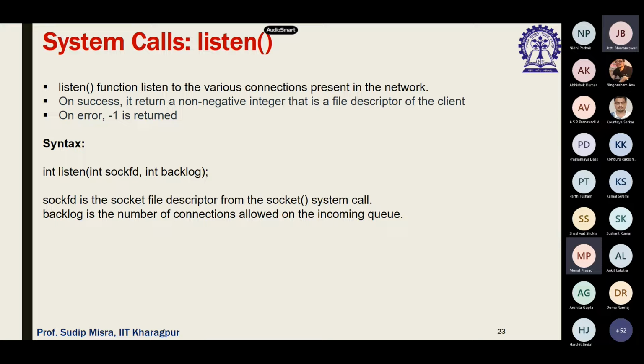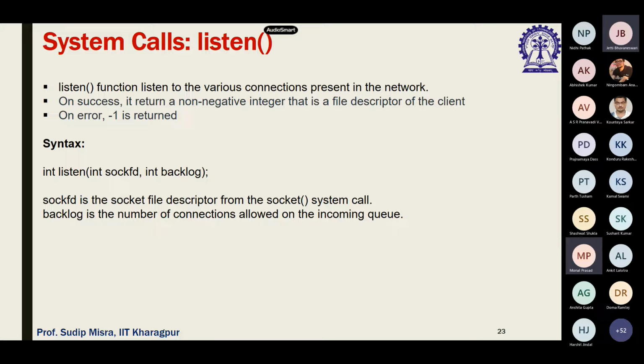So this listen function helps to listen to the various connections that are coming from the network from the different clients. If this listen is successful, then it returns a non-negative integer. If it is unsuccessful, it returns -1. So that is why the return type of this particular function is integer. So sockfd again is the socket file descriptor, and backlog. This is interesting. What is this backlog over here?